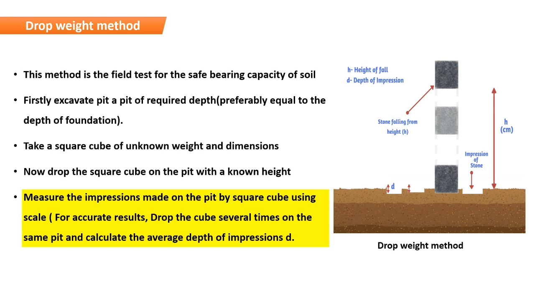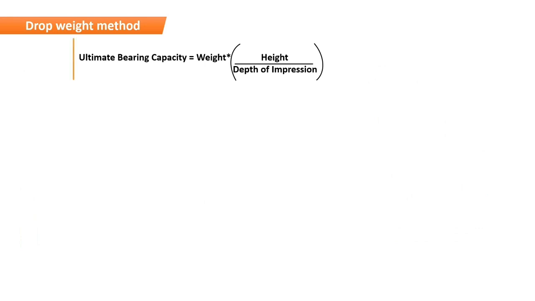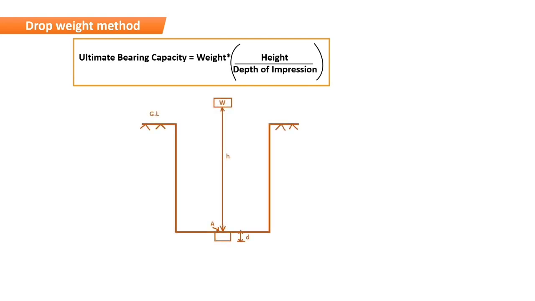For accurate results, drop the cube several times on the same pit and calculate the average of the impression. Are you getting my point? It means we drop the cube several times, there may be an impression each time, and the average of those values is taken. So what happens? We find the ultimate bearing capacity from here.